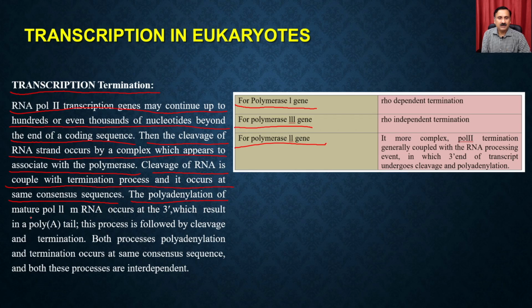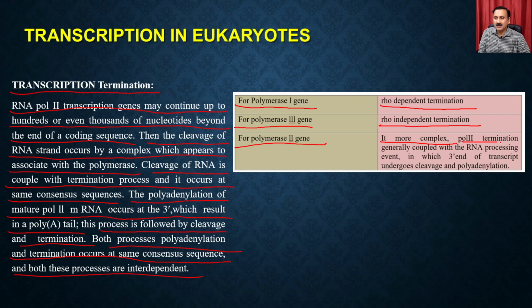The polyadenylation of the mature Pol2 messenger RNA occurs at the 3' end, which results in a poly-A tail, and this process is followed by cleavage and termination. Both the processes, polyadenylation and termination, occur at the same consensus sequence, and both these processes are independent. So you see that if you have a Pol1 gene, it's going to be rho dependent termination. If it's a Pol3 gene, it's going to be rho independent termination, and if it is a Pol2 gene, it's going to be more complex, where termination is generally coupled with the RNA processing event in which the 3' end of the transcript undergoes cleavage and polyadenylation.